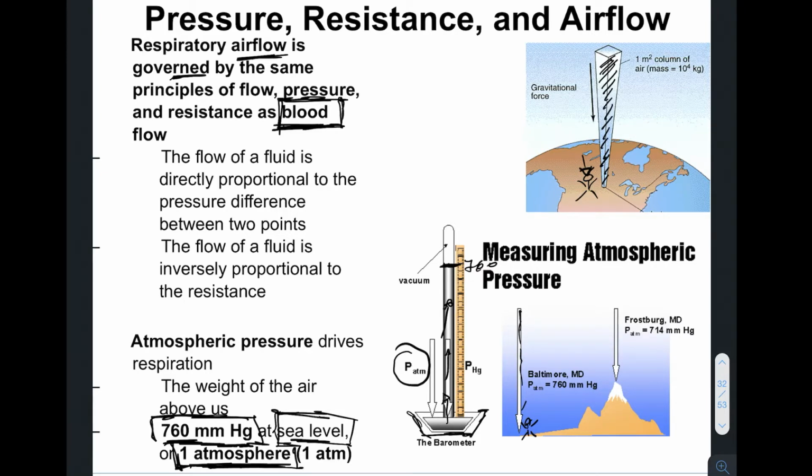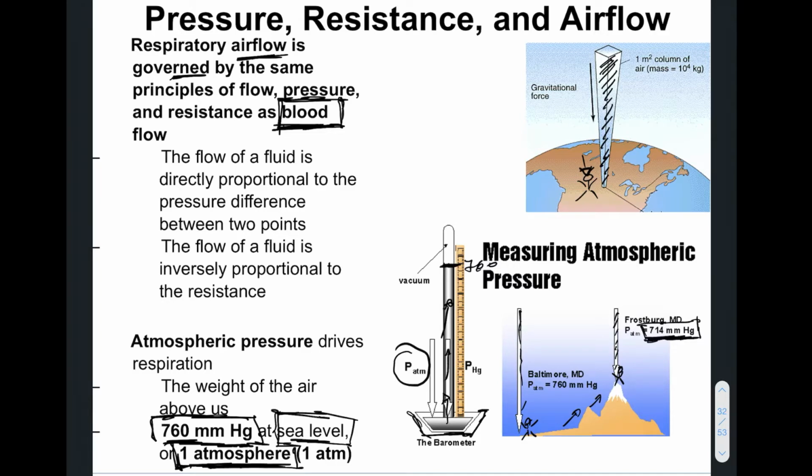But then if you climb up the mountain, you have a smaller column of air. And so the atmospheric pressure at a higher elevation is going to be lower. For example, in this picture, it shows 714 millimeters of mercury. The higher you go, the less atmosphere there is. The less atmosphere, the less that pressure will be felt.